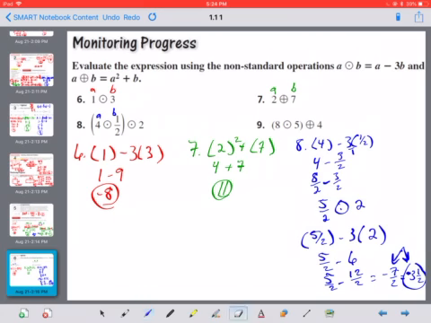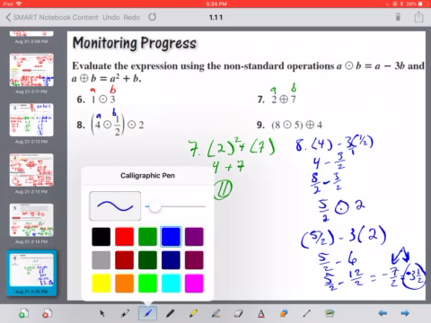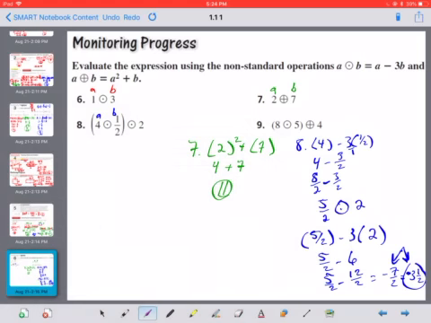Okay, and then let's try 9. I'm going to erase 6 and give myself some room to do number 9. Oh, what the heck? Let's try purple, see what it looks like. Number 9. I'm going to do the inside first. Circle dot of 8 and 5. So something minus 3 times something. This one's 8, 5. So 8 minus 15. That's a 15, I promise. That'd be negative 7. Negative 7.